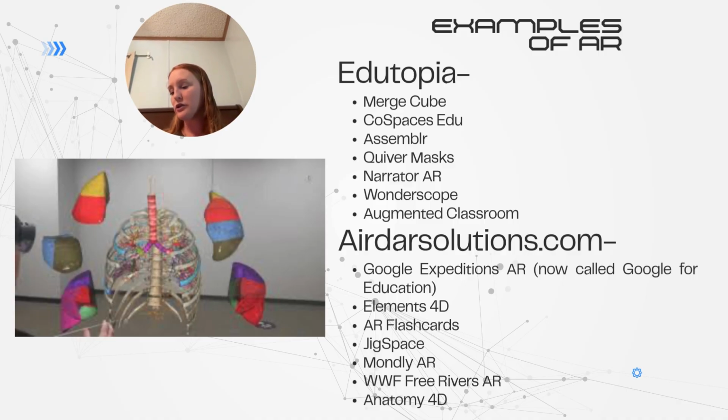Narrator AR, I also couldn't find the pricing information, but with Narrator AR, students can use interactive letters that come up on the screen that are 3D to practice their handwriting. Wonderscope is $5 per story, and students can actually interact with the story and the story elements. And then Augmented Classroom is a European based one, but it's €1 per user per month.